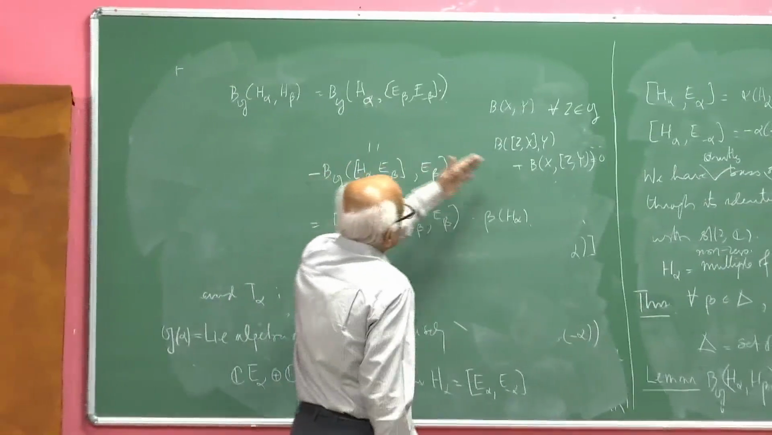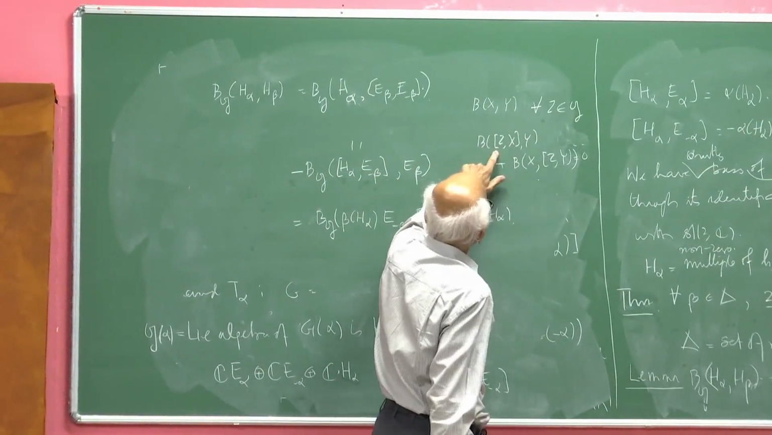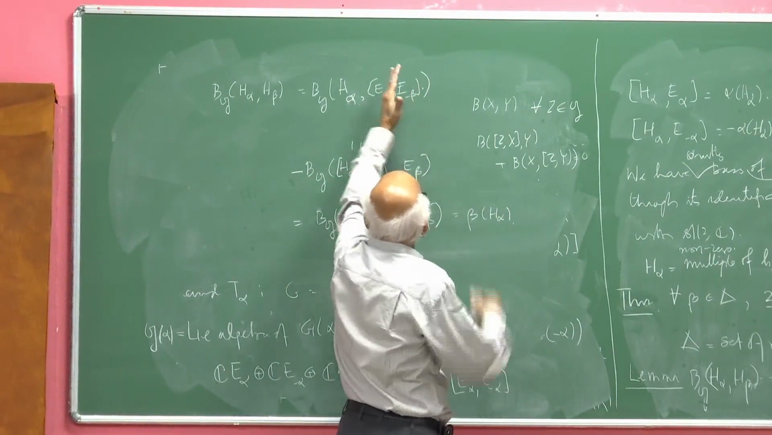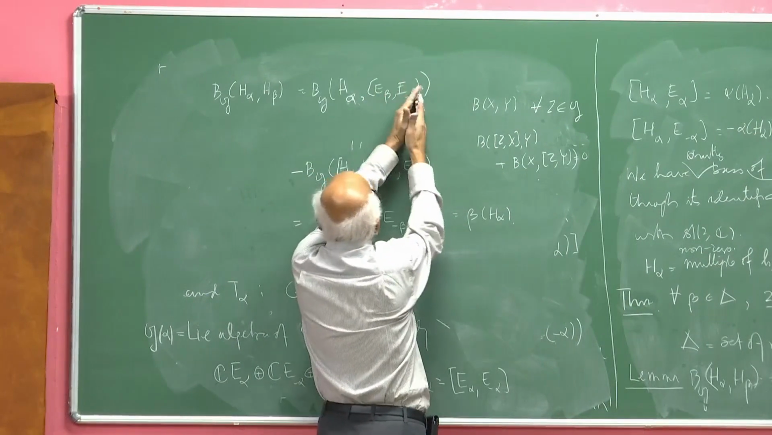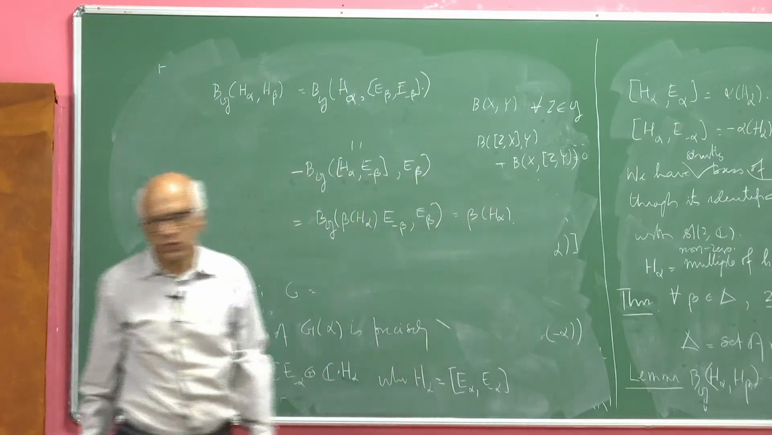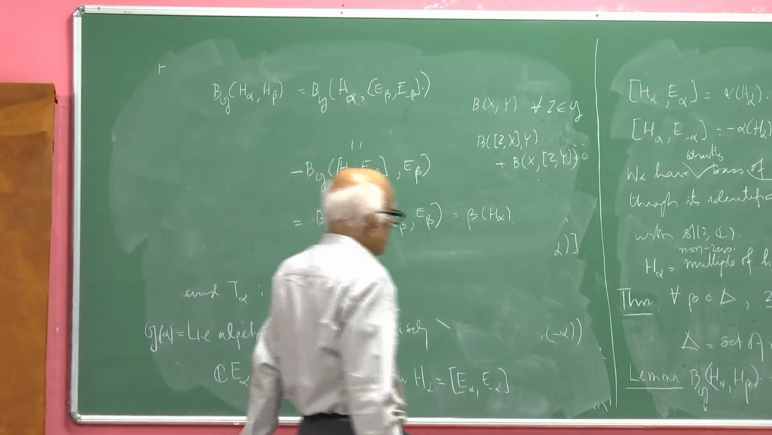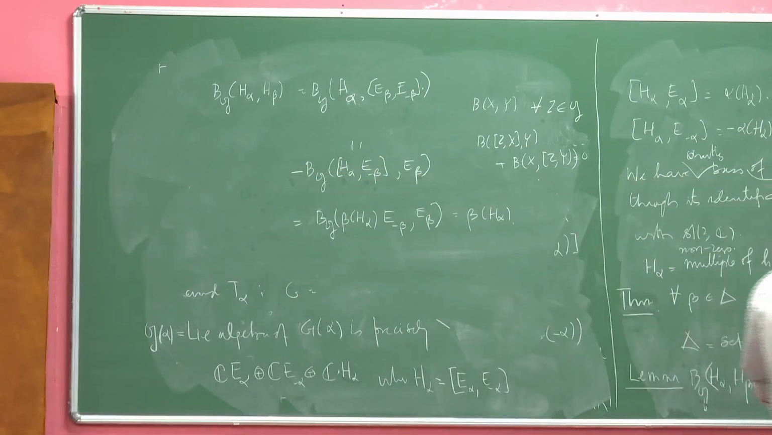Instead of taking the bracket of z here, I look upon this as E minus beta, E beta, and that shifts to E minus beta, H alpha with a minus sign. So that's what happens. Okay, so B(H alpha, H beta) equals alpha(H beta).